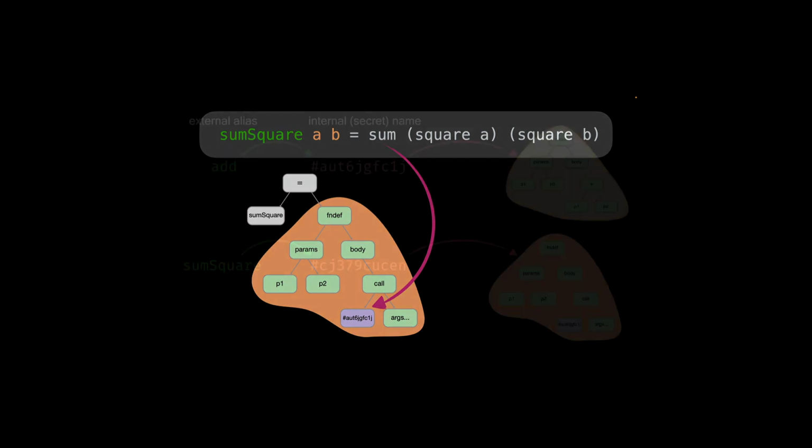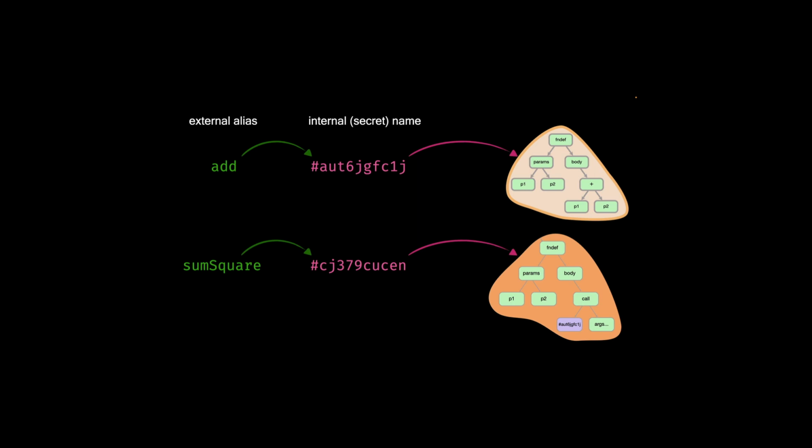So at the end of this, we now have at least two functions stored in our repository, add, which we've already seen, and sum square, which has got a totally different hash. And again, notice it has the AUT, so that when we actually execute sum square, it's going to go through this, it's going to find that reference to AUT6J, it's going to look it up, and then find the actual body for that function.